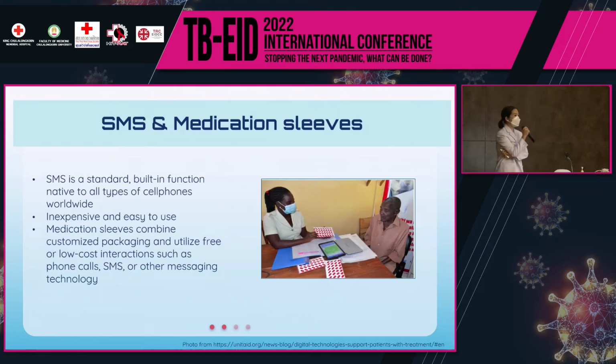So first, SMS and medication sleeves. SMS is a standard built-in function in all types of cell phones worldwide. It is inexpensive and easy to use for many users. And the medication sleeve combines customized packaging and utilizes free or low-cost interactions such as a phone call, SMS, or other messaging technology to send text messages to the healthcare provider or to the patient.